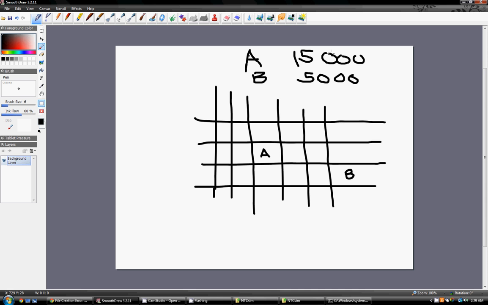Now, a fundamental assumption in the software is that the number of trips, both to and from each grid square, is proportional to the number of activities. So in this case, because A has 3 times as many activities, there are going to be 3 times as many trips to A and 3 times as many trips from A as there are from B. So the number of trips to and from each grid cell is fixed, if you like, by the number of activities in that grid cell.